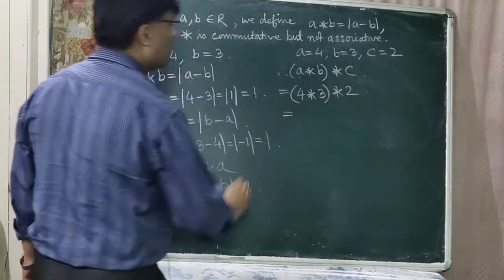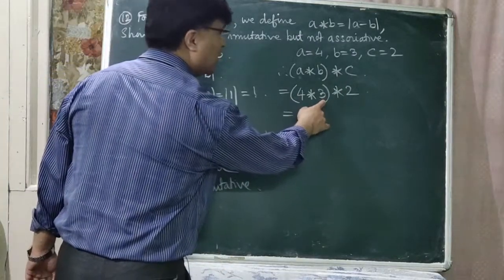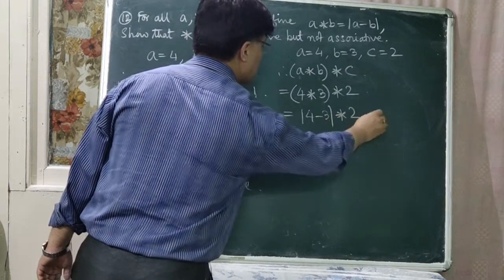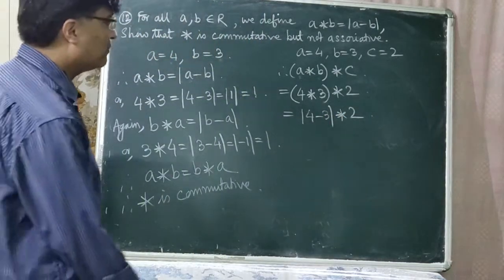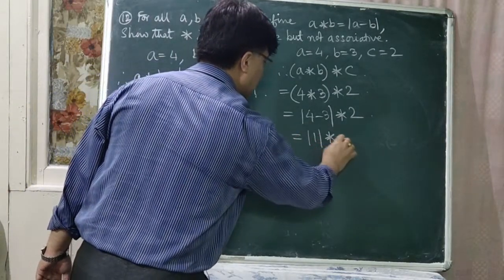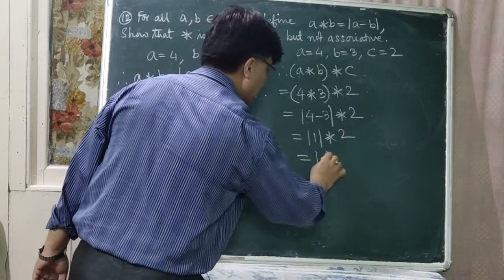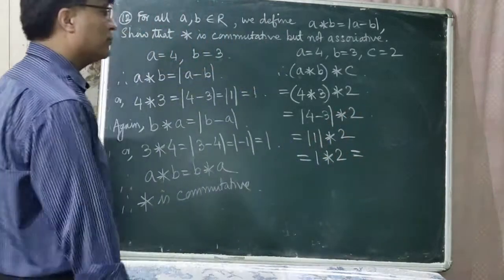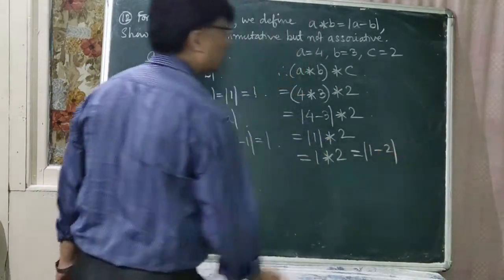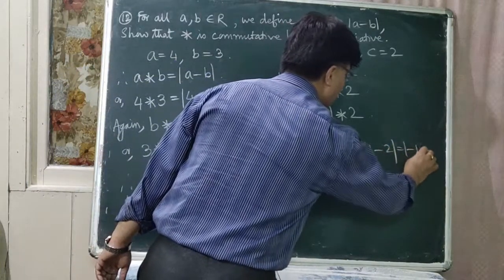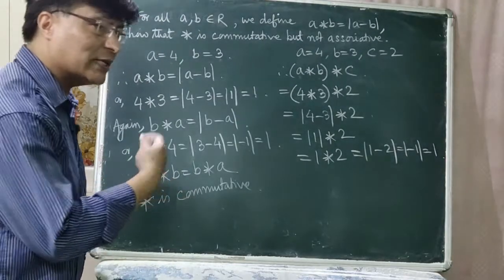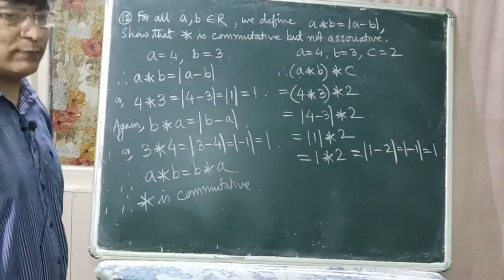So which is equal to, now in this case, what is 4 star 3? Within mod, 4 minus 3 mod sign close, star 2. Is that clear? So which is equal to, what is within mod 4 minus 3? It is 1 star 2. Within mod 1 means 1 star 2. Which is equal to, what is 1 star 2 now? It is within mod 1 minus 2, which is equal to within mod minus 1, which is equal to 1. So within mod minus 1 means its value is always positive. So you can write plus 1.